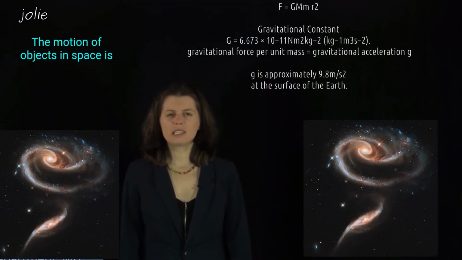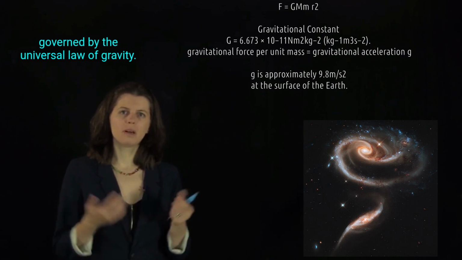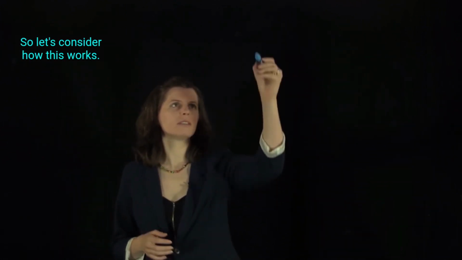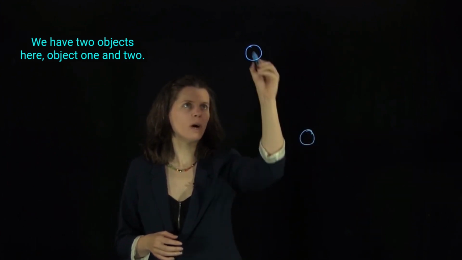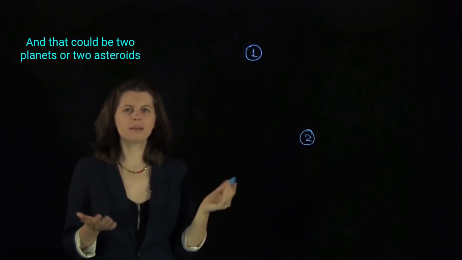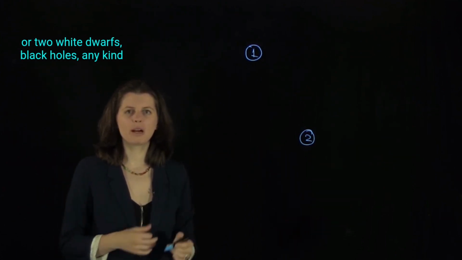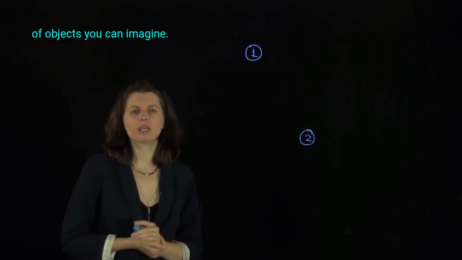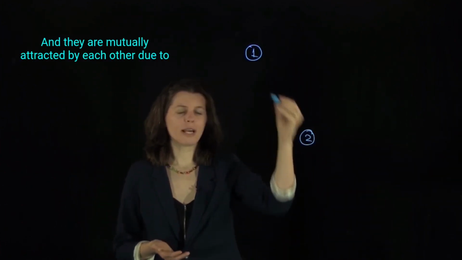The motion of objects in space is governed by the universal law of gravity. So let's consider how this works. We have two objects here, object 1 and 2, and that could be two planets or two asteroids or two white dwarfs, black holes, any kind of objects you can imagine. And they are mutually attracted by each other due to gravitation.